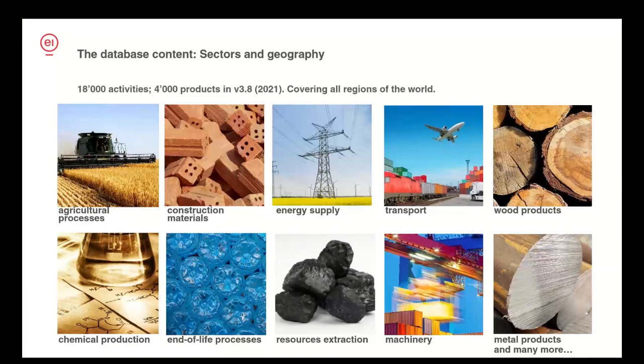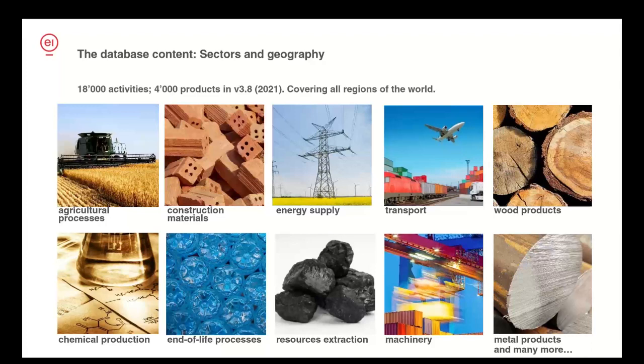The database covers all kinds of human activities, as you can see in the slide, from crop production and other agricultural processes and services to energy production, resource extraction, metal mining, metal forming, and of course transport, chemical production, construction materials, and all sorts of end-of-life processes.